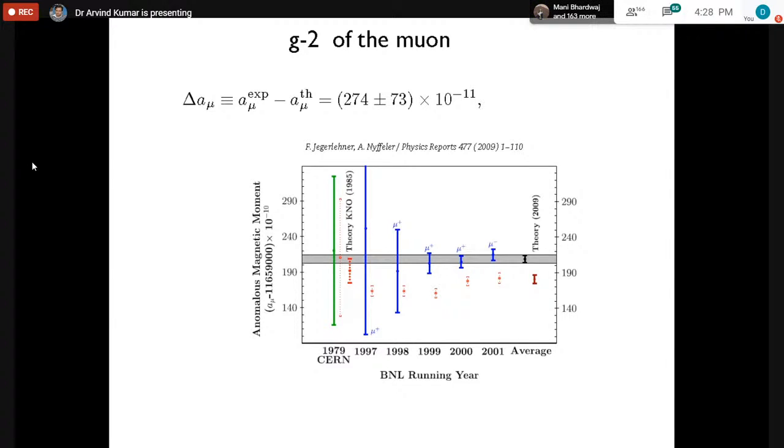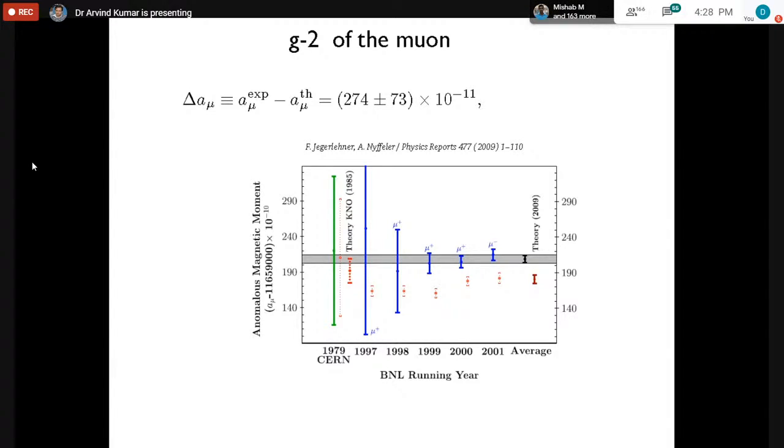And the order of magnitude of how much they don't match is around 200 plus, 250 plus actually. So the number slightly varies, depending. So the delta mu, experiment minus theory, is on the order of 25 times 10 to the power minus 10, roughly.